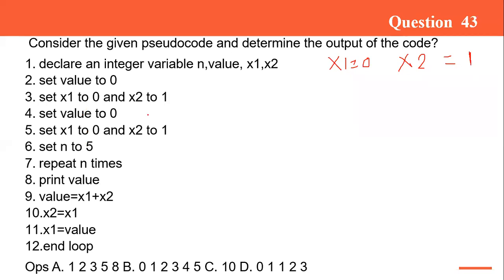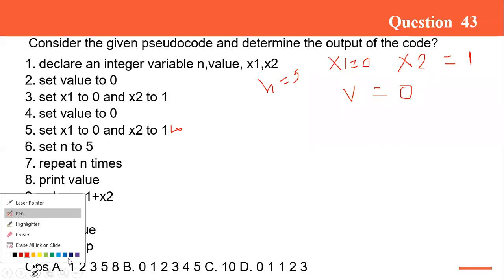We set x1 to 0, x2 to 1, then value equal to 0. We have set a variable called value, which is initially 0. Then set n to 5. Ignore the repeat, because it is repeated twice. N value is 5. Then repeat n times. That means we are going to repeat these statements for 5 times. After that, print value. What is the value right now? 0. So the first output I'll be printing is 0.